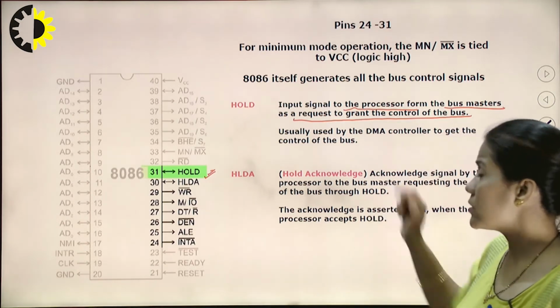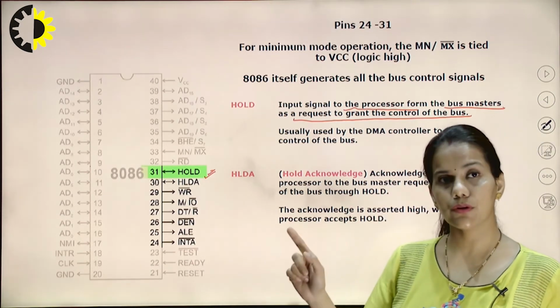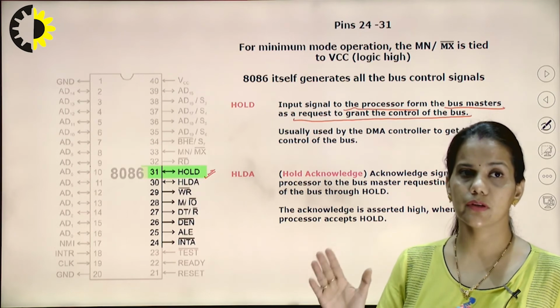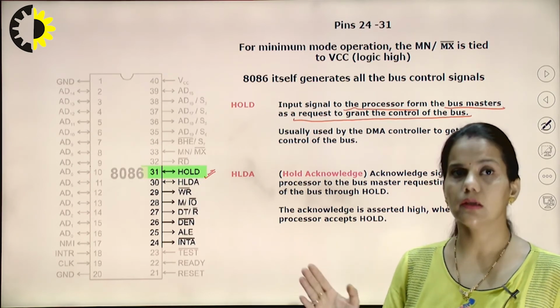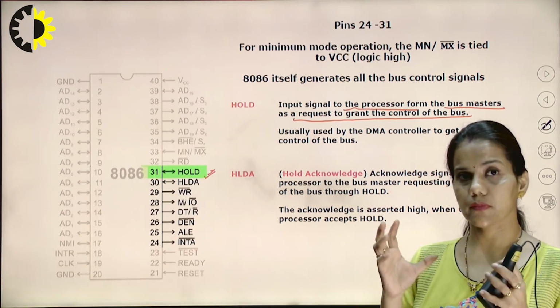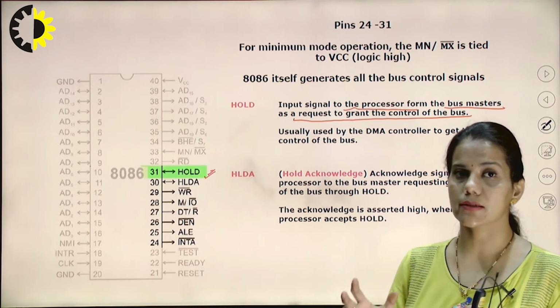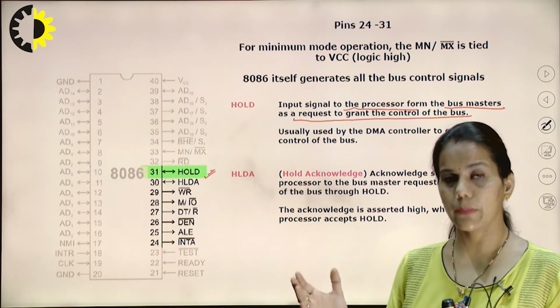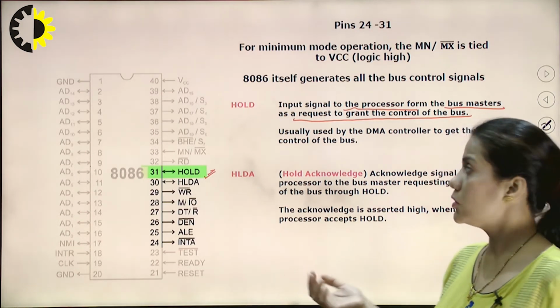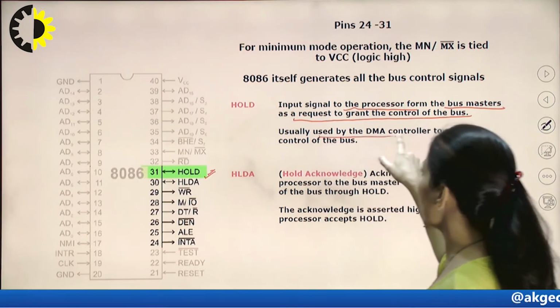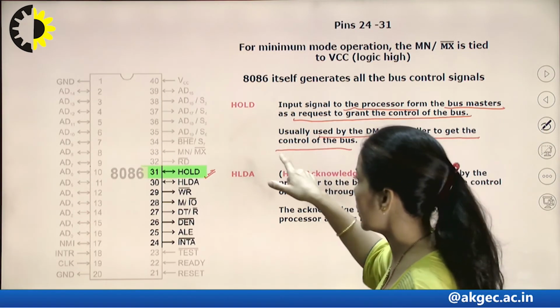Now what is the role of the HOLD signal? Through the HOLD signal, the DMA controller will send the request to the microprocessor to relinquish the bus and allow access to the buses for another master. So this is usually used by the DMA controller to get control of the bus.